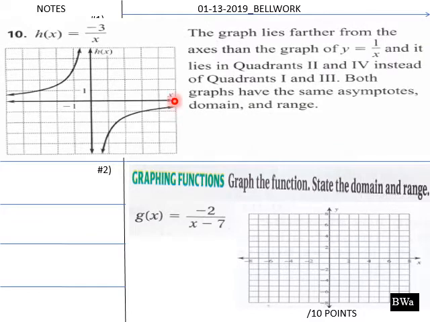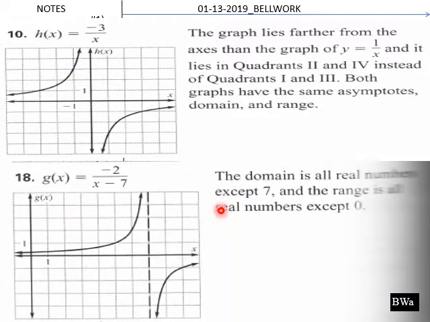Okay, welcome back. Here's the graph of number 1. The graph lies farther from the axes than the parent function. We are in quadrants 2 and 4. And then number 2 here, the domain is all real numbers except 7. Here's an asymptote because of what's in your denominator. This is a vertical asymptote, and the range is all real numbers except 0.